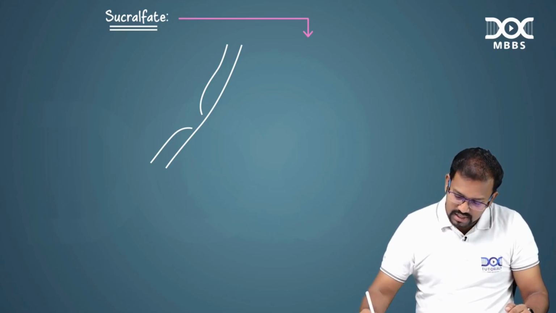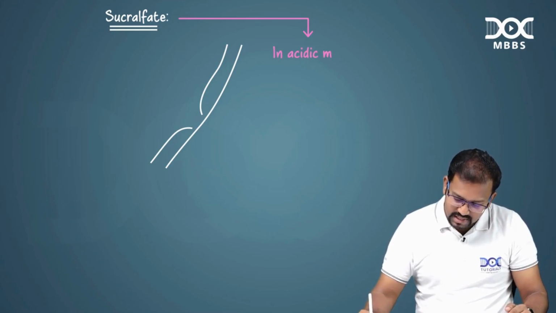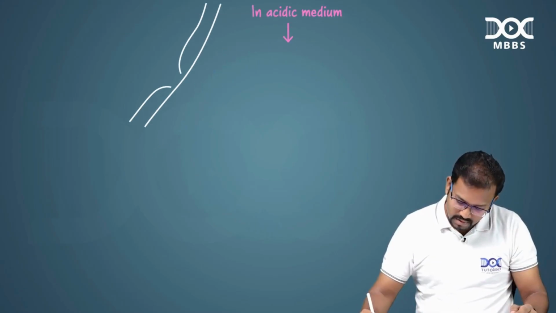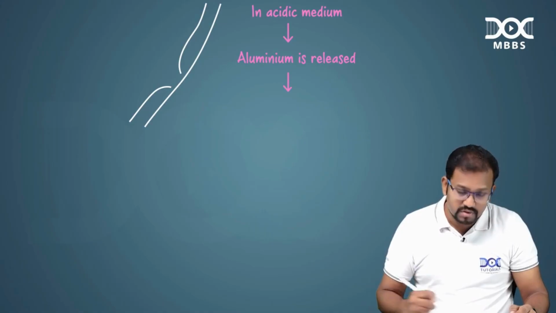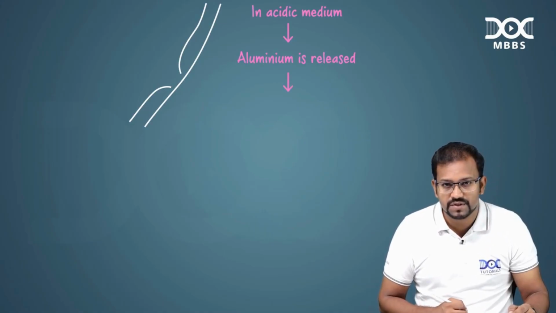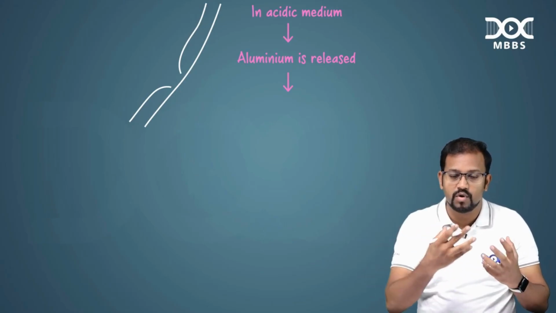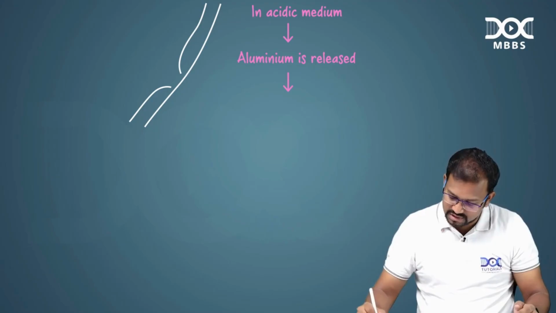This drug, whenever it is in an acidic medium, the aluminum will be removed out. Aluminum gets released. Aluminum is a positively charged molecule. When a positive charge has been removed from the surface, this molecule will be converted to a negatively charged molecule.